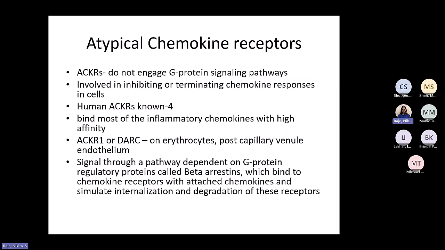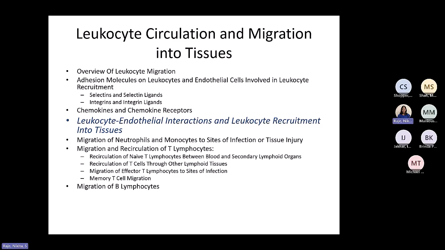All right, I'm going to stop here and see if there are any questions. We went through a lot. We talked about selectins and selectin ligands, integrins, integrin ligands, chemokines, chemokine receptors, and then the inside-out signaling. So any questions? Okay, let's keep going. We'll talk about the leukocyte and endothelial interactions and leukocyte recruitment into the tissues.